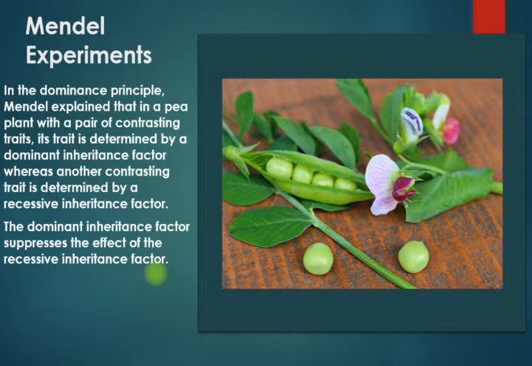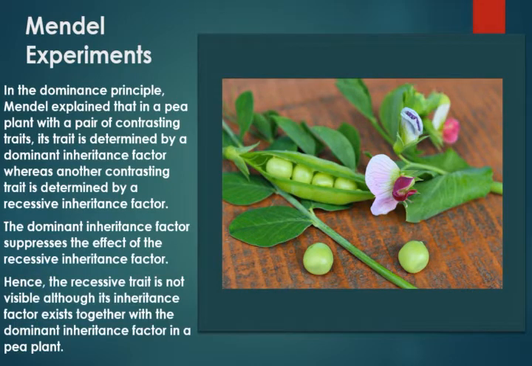For example, for the characteristic of plant height, there are two traits, tall and dwarf. Tall is the dominant factor. When there is a dominant factor, it will cover the recessive and suppress its effect, so the dwarf will not show its trait. The plant will show the tall trait, as long as there is a dominant factor.